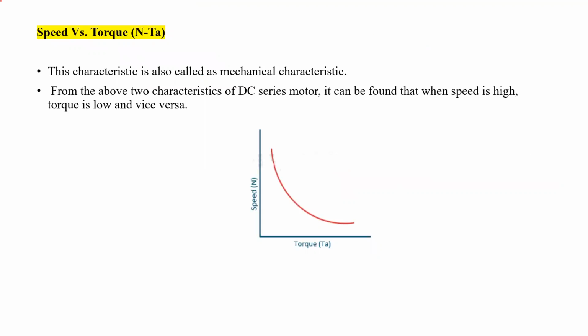Speed versus torque. It is also the same. Torque is proportional to the current. Is it right or not? Yes, sir. This characteristic is the same as this one. Clear? If the torque increases, speed is going to decrease. If the torque decreases, speed is going to increase. Okay, this is the characteristic of the DC series motor.